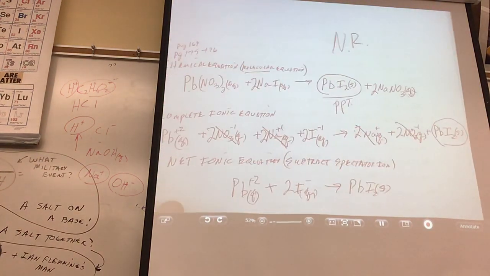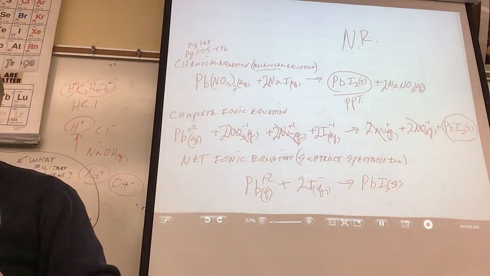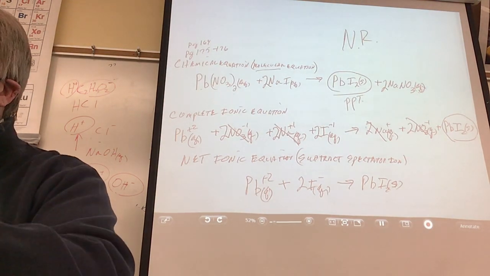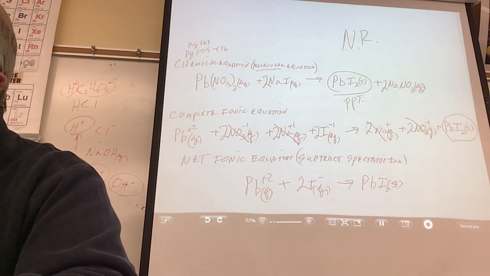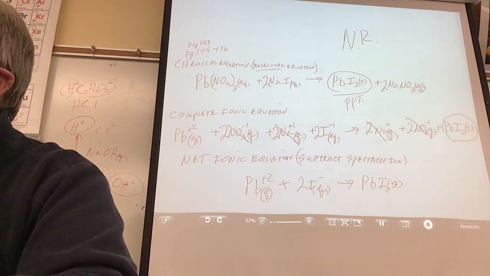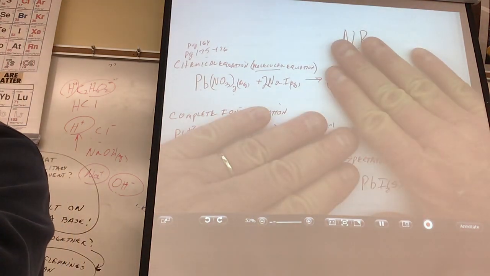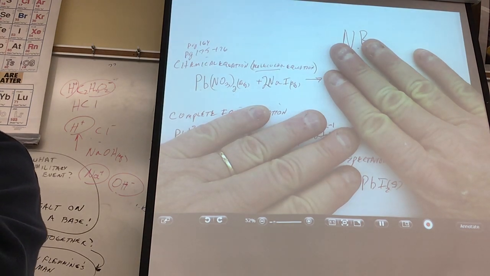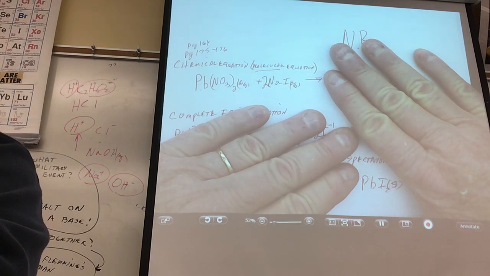All right, so we said lead II nitrate, aqueous, reacts with sodium iodide, aqueous. But is that really going to happen? Last chapter, we would have done this and we would have said, oh, it looks like double replacement. I think the two products are going to be lead II iodide and sodium nitrate. A little switchy, right? And you'd say, okay, but is it going to happen? What's going to make this happen?